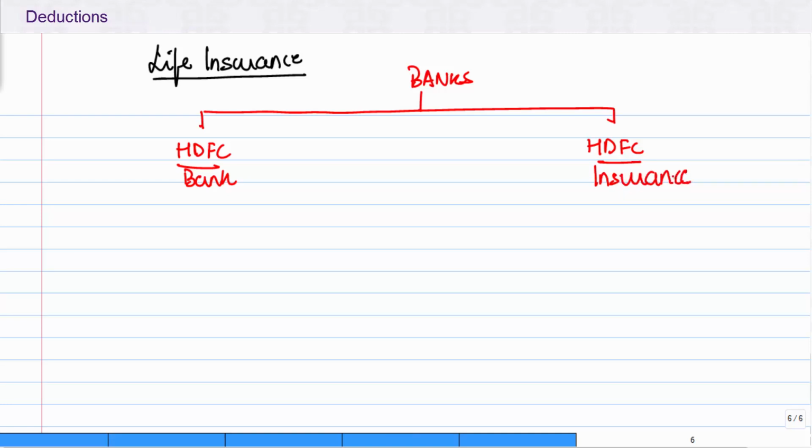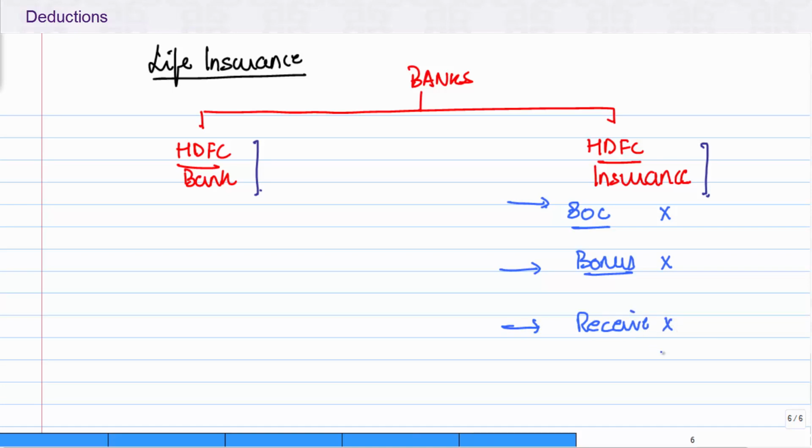And the government does not want to mix the two. The government gives benefits to the insurance sector, but not to the investments in banks. For example, I make an investment in life insurance, I get a deduction under 80C. I earn bonuses or income accrues on it, that is not taxable. I receive money from life insurance, that is also exempt. There is section 10(10D) that exempts it. So the income tax does not tax life insurance.